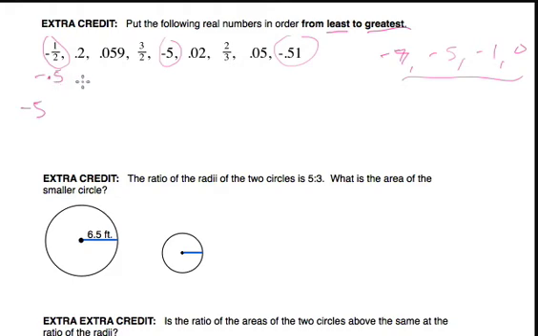Now, which is less, -0.5 or -0.51? Well, think about it. Would you rather owe someone 50 cents or 51 cents? Owing someone 51 cents is worse than just owing them 50 cents. So -0.51 is less than -1/2. All right, we've dealt with our negatives. Now we can deal with our positives.